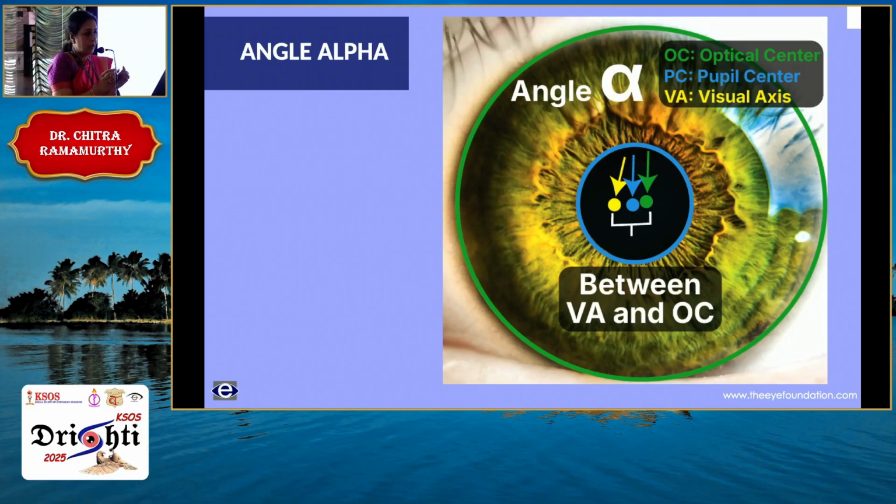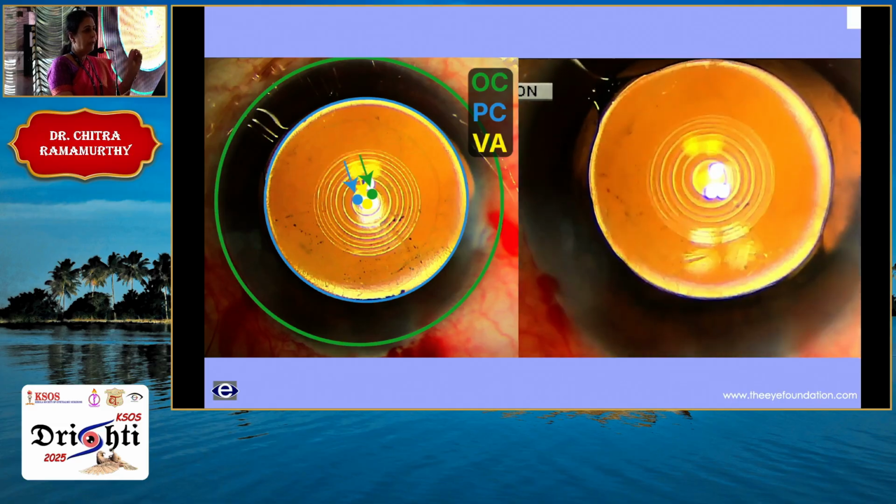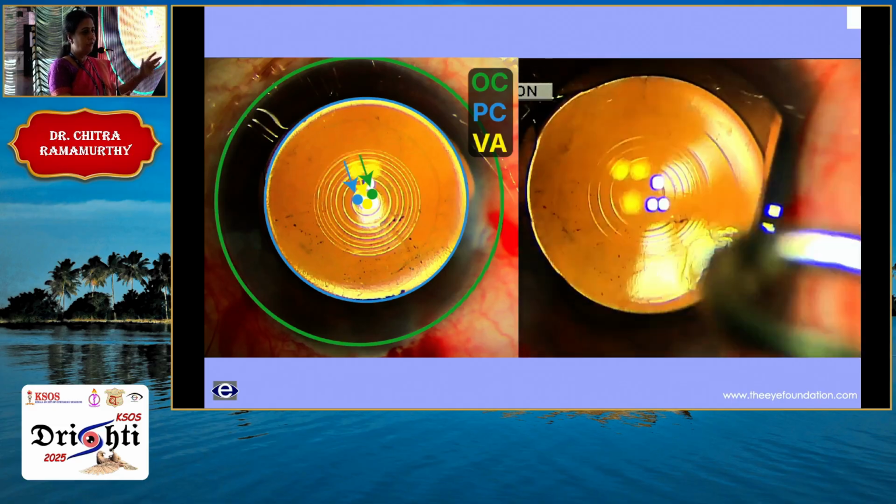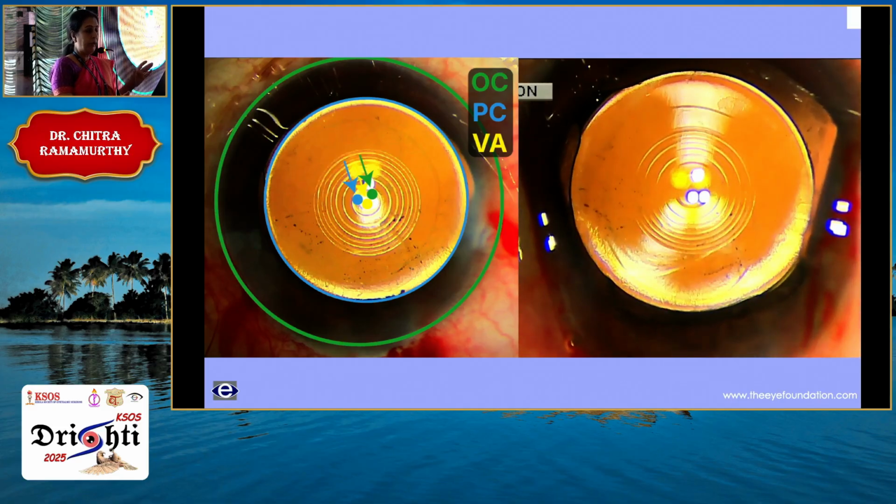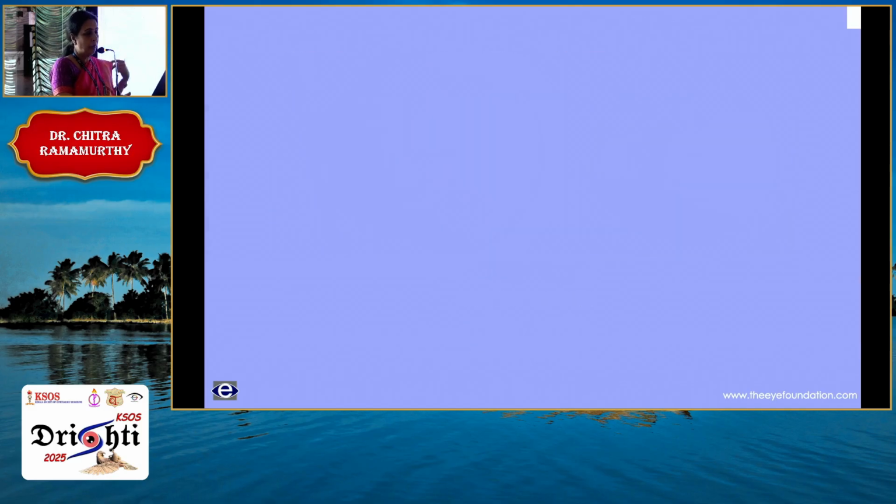If these 3 dots are aligned together, your premium IOL results are going to be brilliant. But more than 0.5, they say angle alpha is not too good. But nowadays, we have large lenses, whether it's a PanOptix or the Symphony or the Synergy, the central optics is larger. So even if your angle alpha is more than 0.8, you can do very well with these patients.